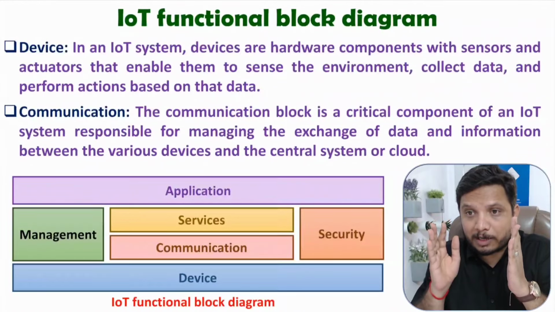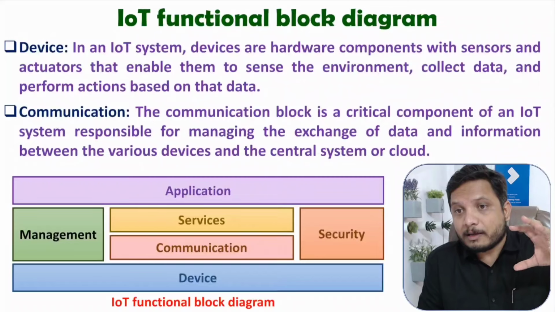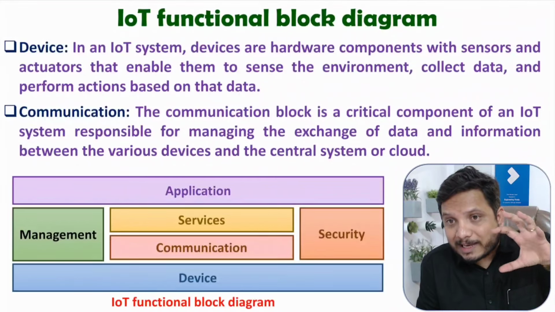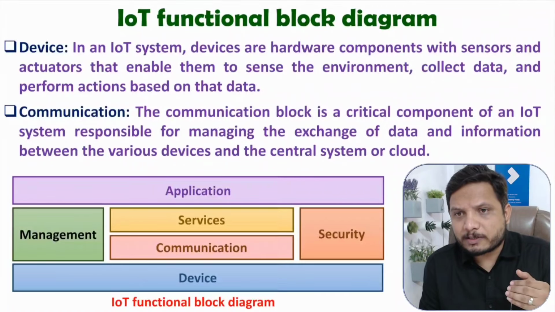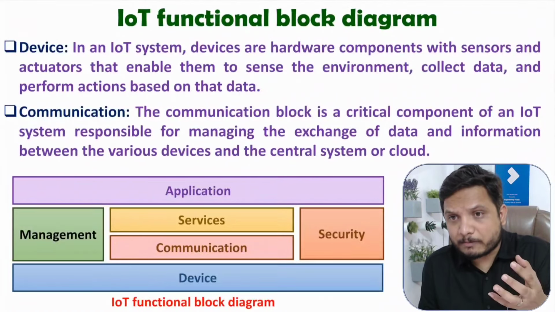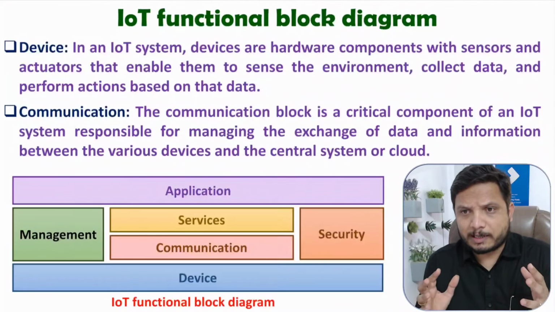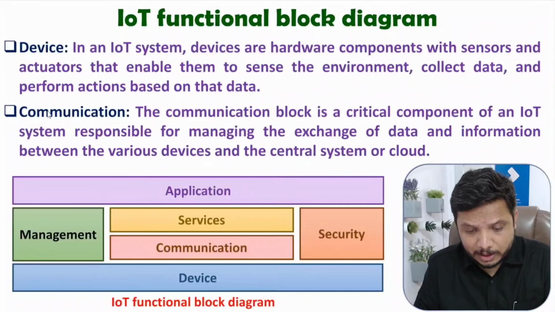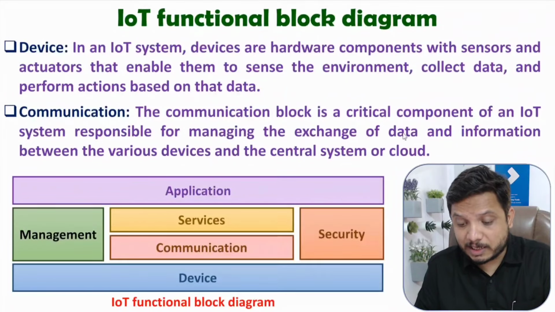From router to router, communication will happen as per internet protocol, IP protocol, which will be as per IPv4 or IPv6. Here, for small wireless area network, there can be varieties of protocols which is available with IoT ecosystem. Like there can be Zigbee, there can be 6LoWPAN, there can be Wi-Fi protocol, Bluetooth protocol, many protocols are there, right? So here, communication block is a critical component of IoT system. It is responsible for managing the exchange of data.